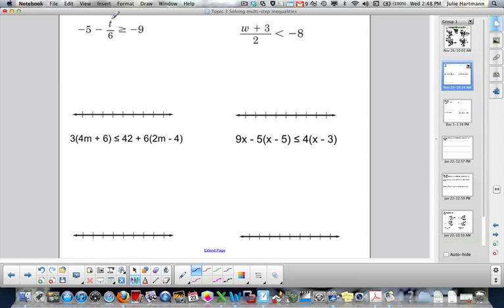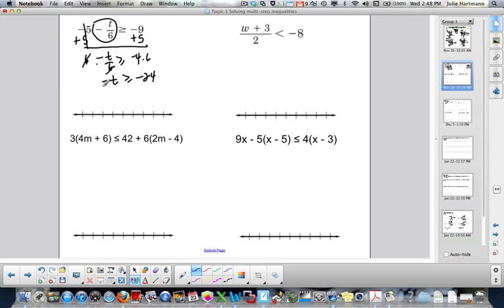This next one, here's your variable term. Okay, so first get rid of the negative 5. So add 5 to everything. That cancels. I have negative t over 6 is greater than or equal to negative 9 plus 5 is negative 4. Now, I'm dividing by 6, so opposite is to multiply by 6. 6's cancel, gives me negative t is greater than or equal to negative 24.